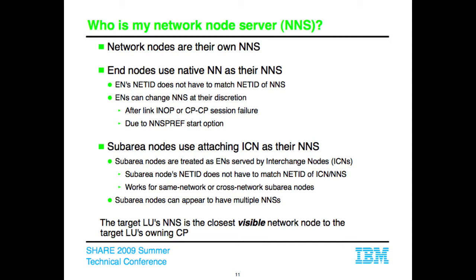So the bottom line is, the network node server for a resource, for an LU, is always the closest visible network node to that LU. By closest visible, I mean sometimes you're going to cross boundaries where you lose visibility, but you'll always at least be able to see one hop across that boundary, and so that node could potentially become the network node server. So the target LU's network node server is always the closest visible network node to the target LU's owning control point.